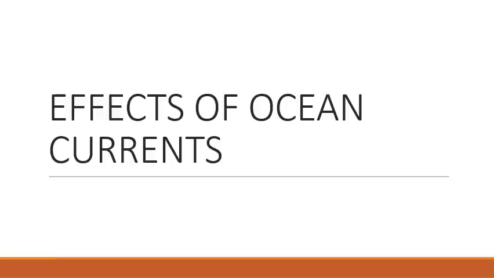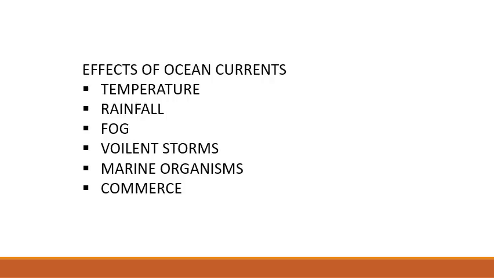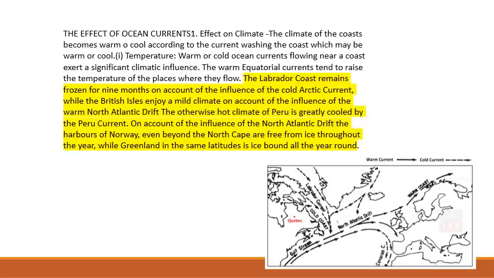Now we will be studying about the effects of the ocean currents. I will be explaining the effects of ocean currents under the following headings. First is the effect on climate, how it influences temperature, rainfall, causes fog, results in violent storms. Then effect on marine organisms, and finally the effect on commerce. So we'll study about these effects in detail.